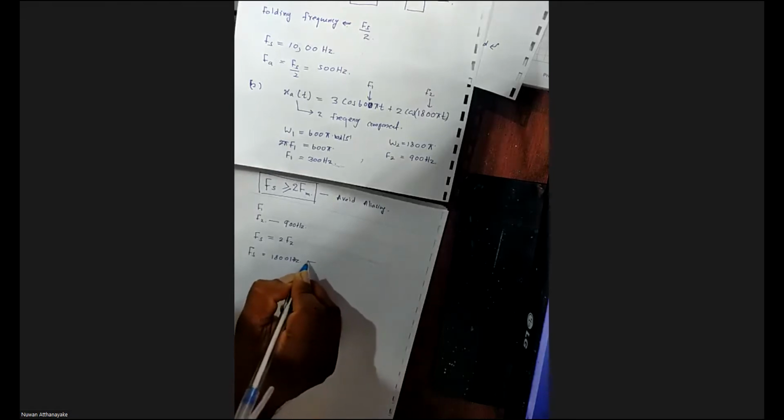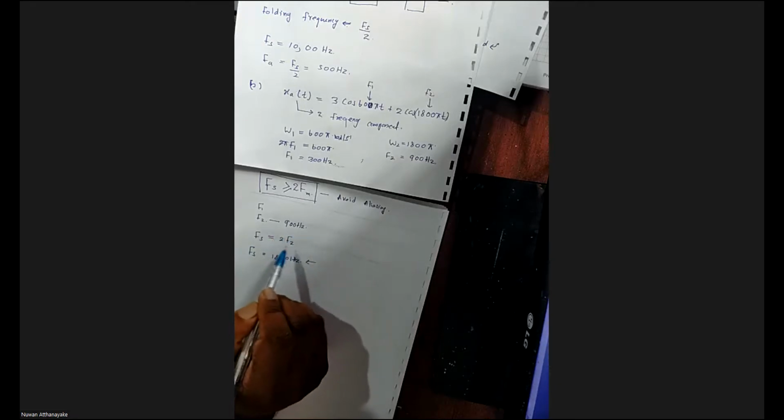So your Nyquist rate will be Fs should be 2 F2, that is twice the maximum frequency component. So your Fs will be 1800 hertz. This will be your sampling frequency.